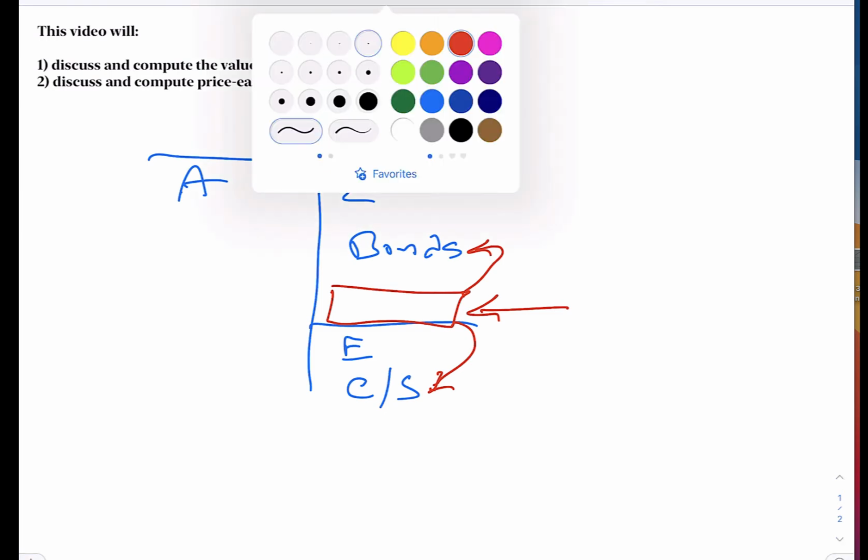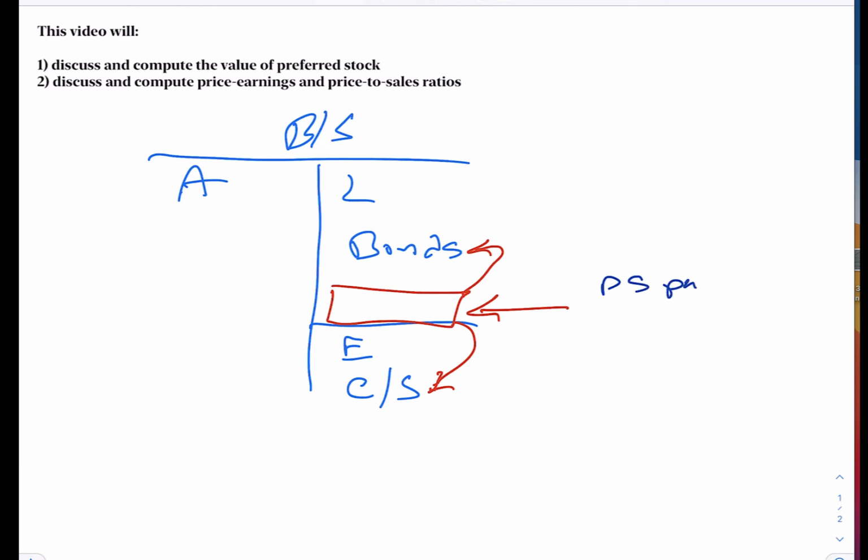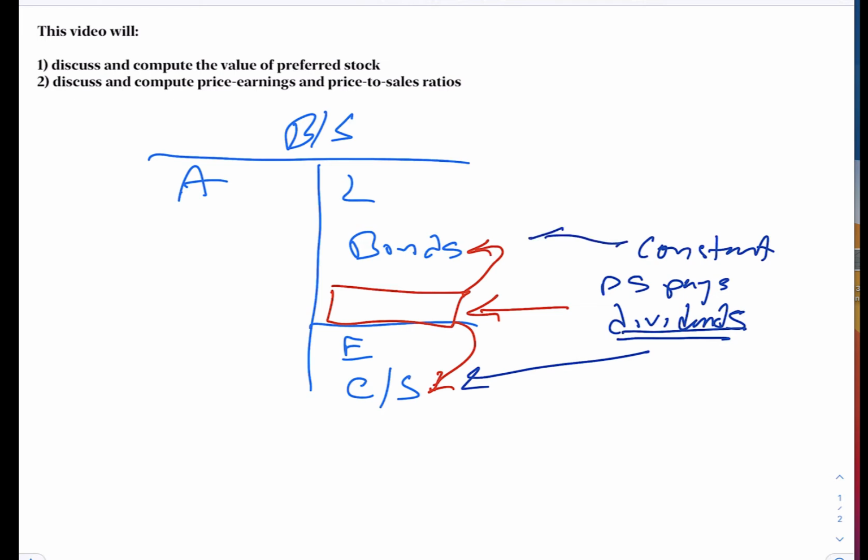Well, preferred stock pays dividends. Since it pays dividends, it's kind of like a common stock. But those dividends are constant, and they're constant over the life of the preferred stock. And so the fact that it's constant means it's like a fixed income security, which is a bond, because the cash flows are fixed. The other thing you should keep in mind is that preferred stock never matures. And since it never matures, it's again very much like a common stock.